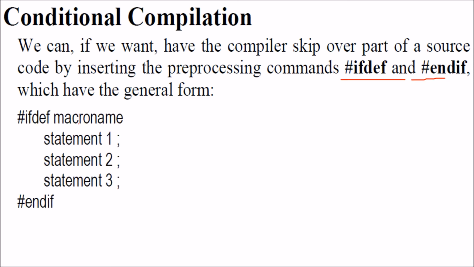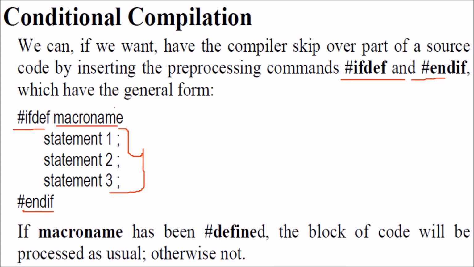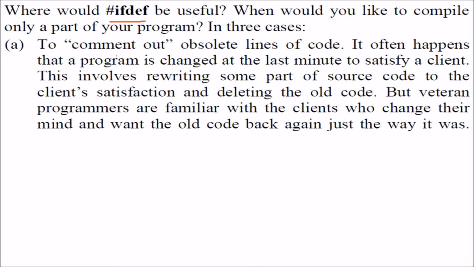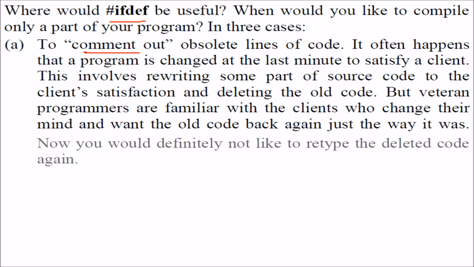Say you are trying to see the macro. If this is defined, then you will execute these three lines, otherwise not. So if this macro name is defined, you have defined it somewhere, this block of code will work, otherwise it will not. So where is this #ifdef useful? You want to comment out certain lines. Because you have not defined that macro, the #ifdef for that macro will not execute.